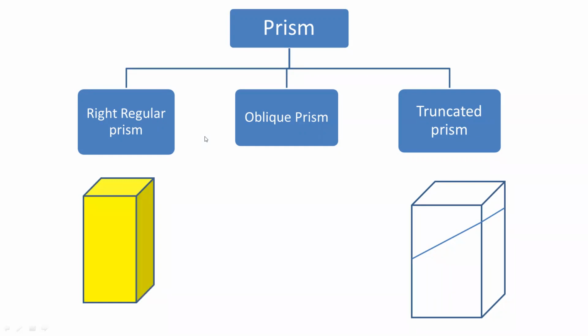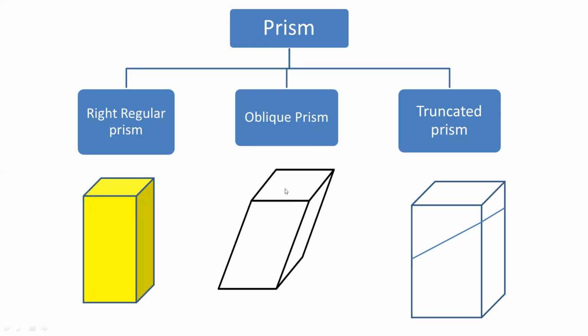So for the right regular prism, its base and this face are exactly perpendicular. Okay, so that is called a right regular prism. So this base and the face are at right angles to each other. In the oblique prism, you can observe here, this is called the oblique prism, where the base and the face have an angle less than 90 degrees.